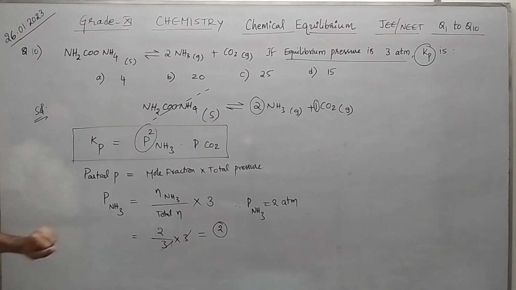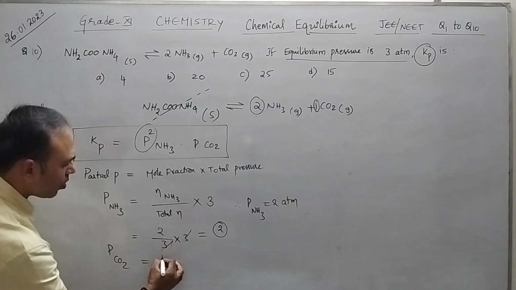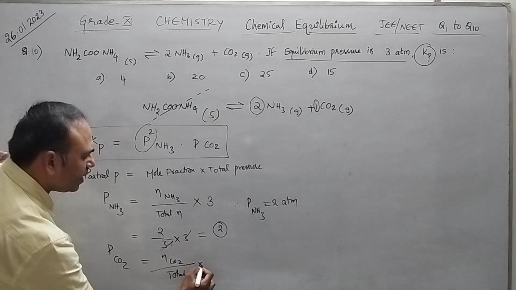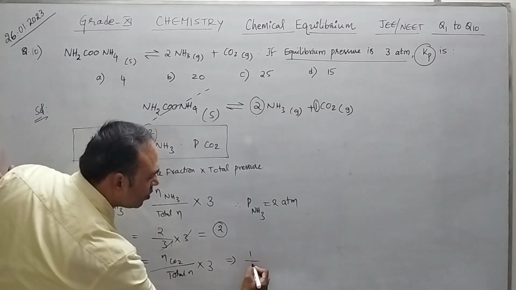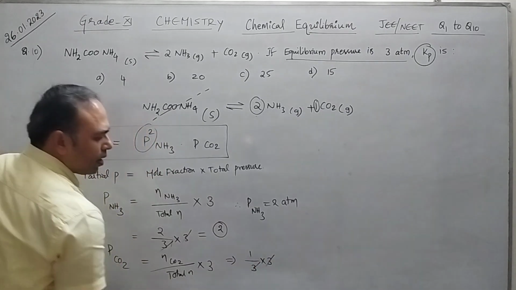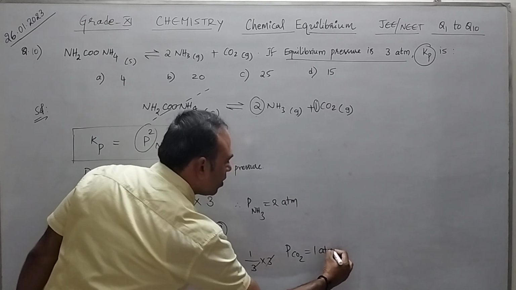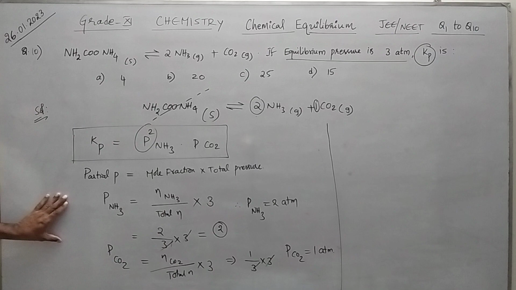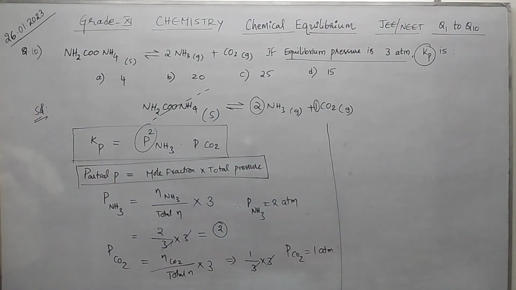Now the second one is, what is the partial pressure of CO2? Again, mole fraction of CO2, number of moles by total number of moles, into 3. Number of moles of CO2 is 1, total is 3. So on cancellation we get the partial pressure of CO2 as 1 atmosphere. Observe the calculation. Hope you have understood this. Very important formula: partial pressure is mole fraction into total pressure. On substituting, what do we get?